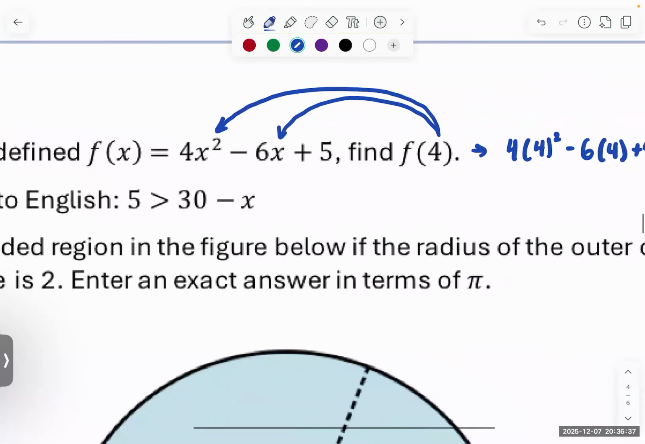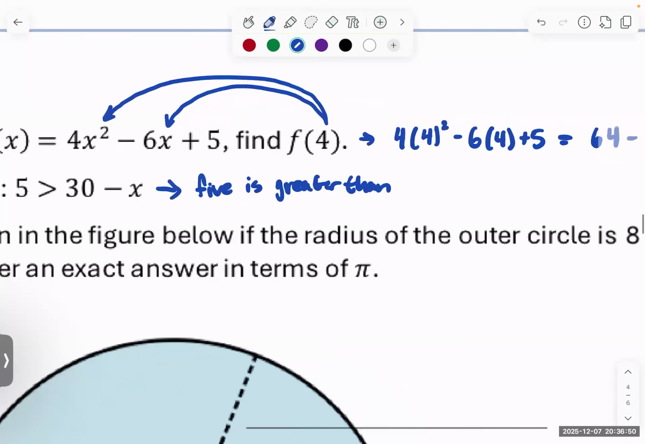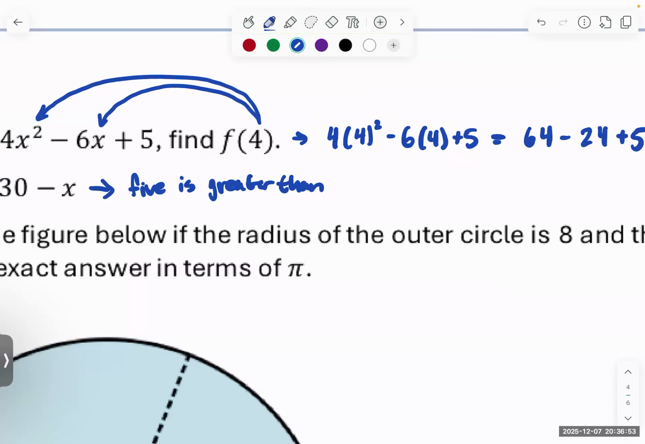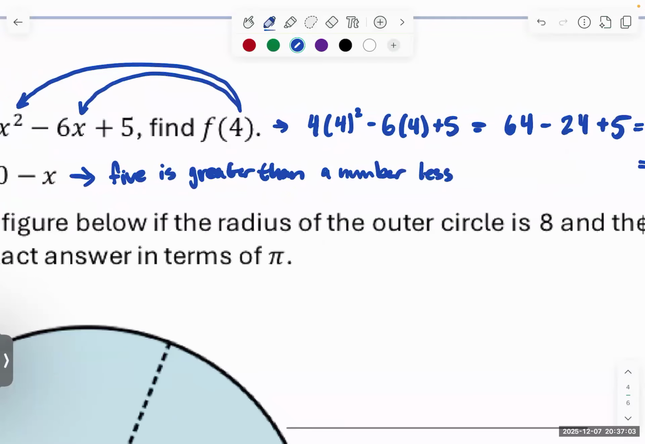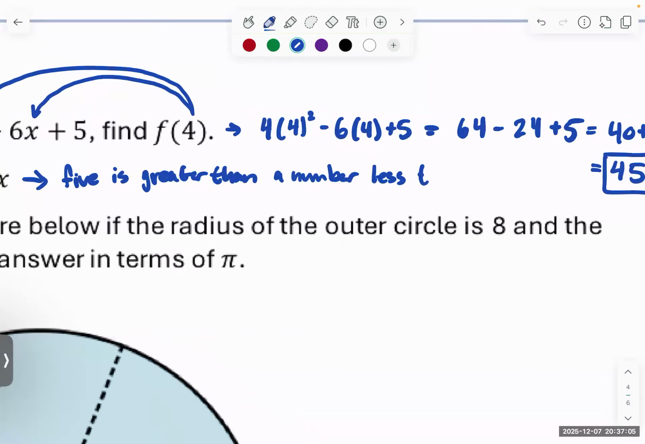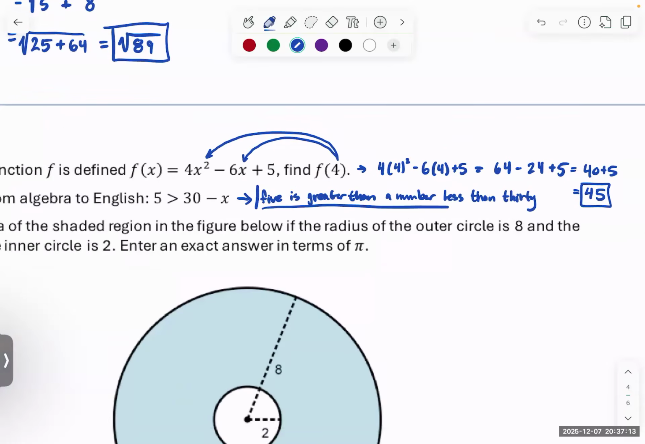Translate from algebra to English. So read from left to right. 5 is greater than a number less than 30. And that is your final answer.